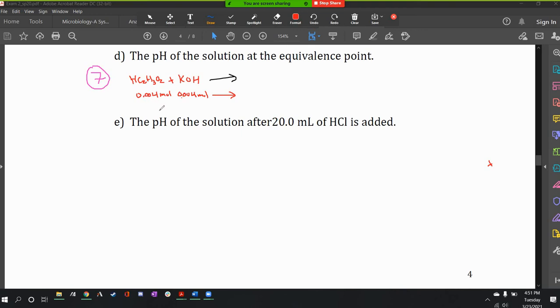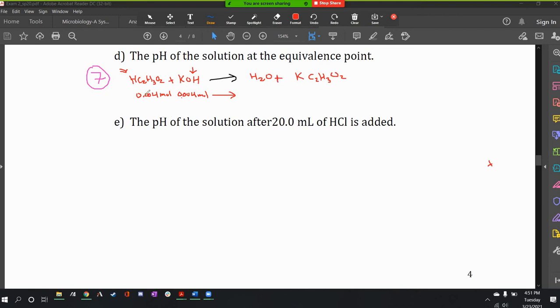So we could still add an equal number of moles of acid to the moles of base present to reach the equivalence point. At the equivalence point, the reaction that happens would form water. The H from the acetic acid would react with the OH from the base, and then we would have potassium acetate. Okay, cool.